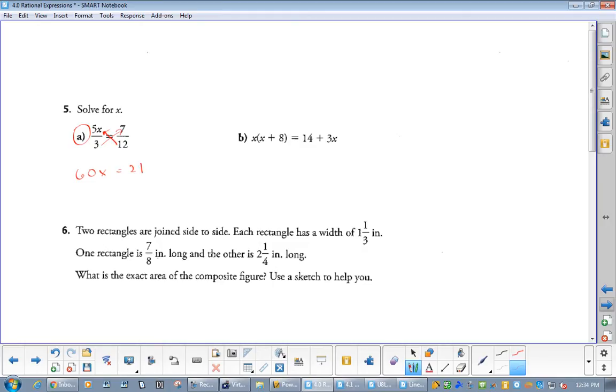Okay, now what do I need to do? Divide by 60 on both sides, because I always want to solve for 1x. Equals 21 over 60. Now 3 goes into both of those. 7 over 20. Okay. So that's all we're going to do.